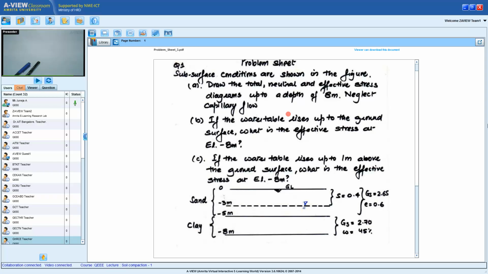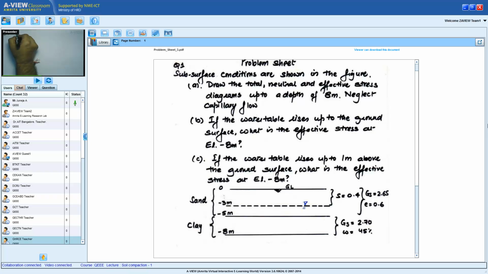To begin with, we are given the specific gravity and void ratio. If you recall, for the total stress, we do need the unit weight. Unit weight times the depth gives us the total stress. The unit weight is not given in this question. So if I look at this carefully, various other parameters are given to help me deduce the unit weight. Let's look at that.